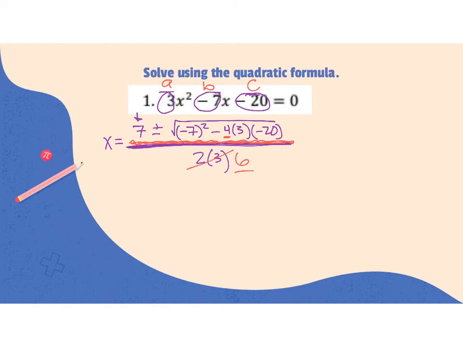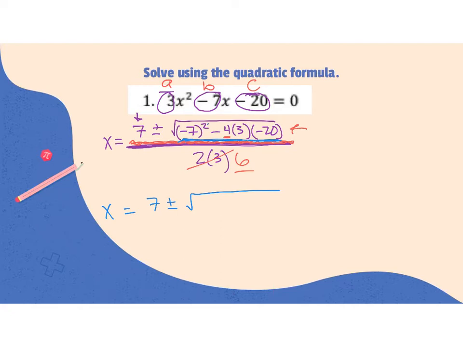So I'm going to take a look up at the top. The first thing that I need to take care of is all this stuff underneath the radical. So that's what I'm going to do first. I'm not doing anything with the 7 on the outside. I haven't done the addition or subtraction yet. I haven't taken the square root yet. But I can do all this stuff underneath.